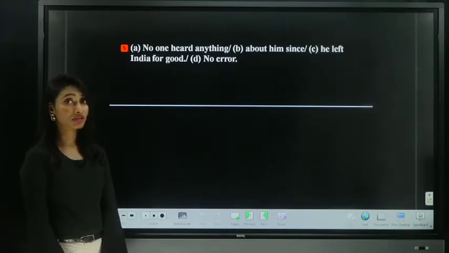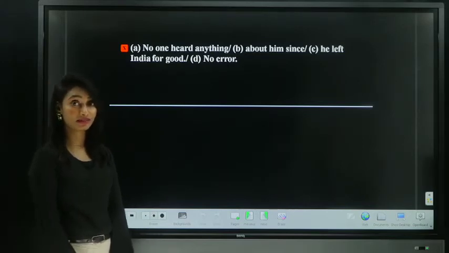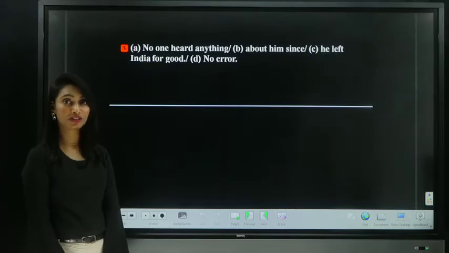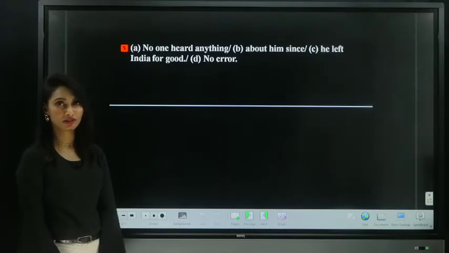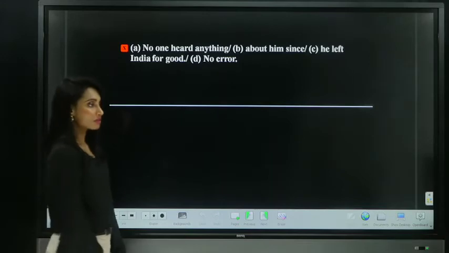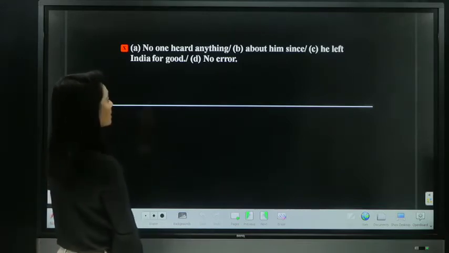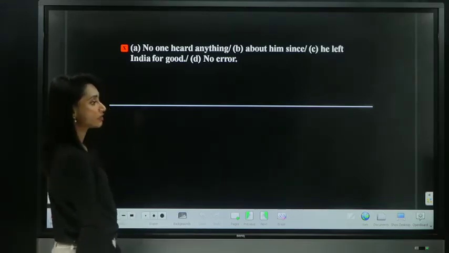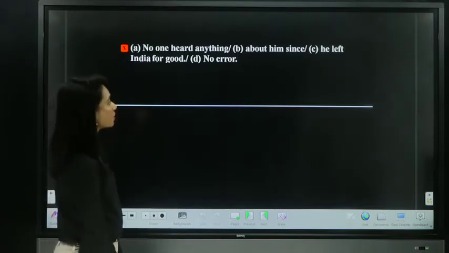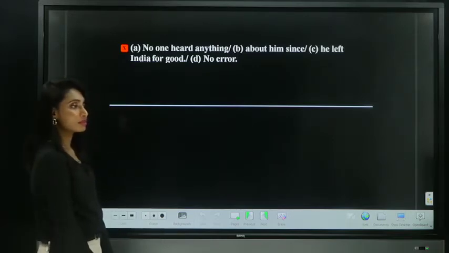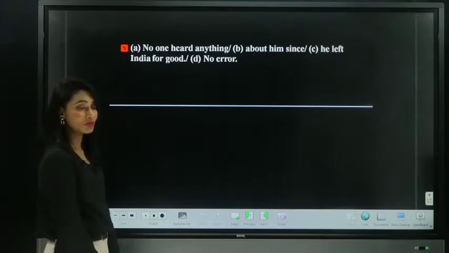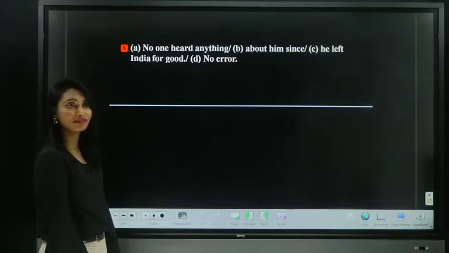See, error detection, sentence improvements. You must take less than 1 minute, like 30 seconds to 40 seconds is all you should take to answer. For examinations, that is how you have to maintain 30 seconds to 40 seconds, not more than that. So answer is Sunny gave, he left India for good. So option D, Swapna, no error. Okay, what about Angela? Any other option? You got C and D. What about Angela?